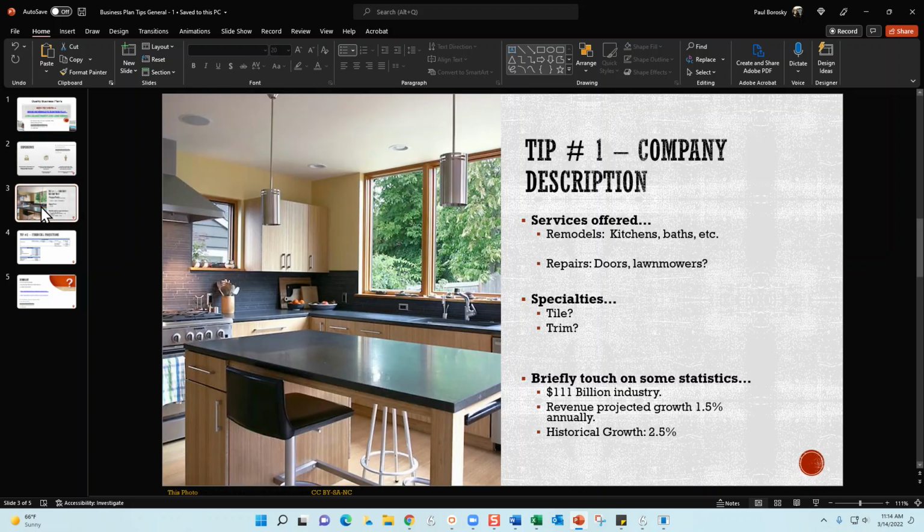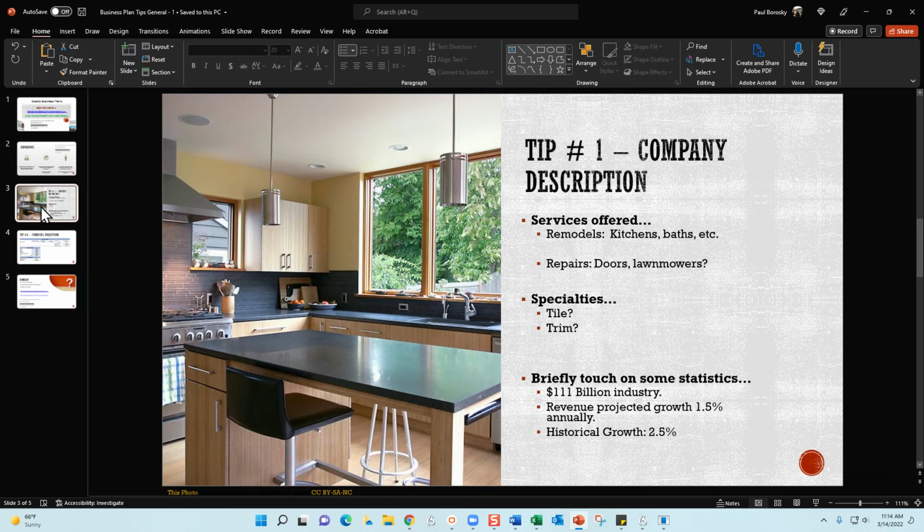All right, all the boring stuff is done. Let's talk about your home remodeling business plan and some tips and tricks aligned with it. So first and foremost, tip number one, company description. When you're writing up your home remodel business plan, make sure to discuss your services offered.